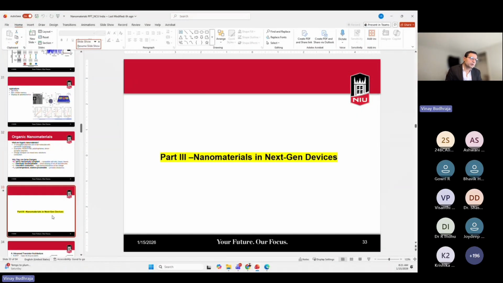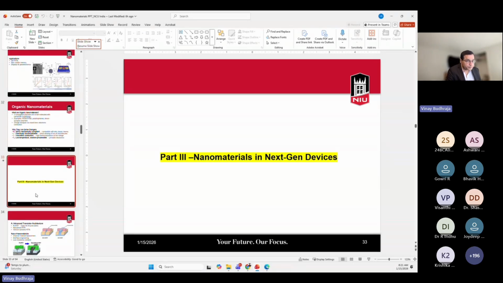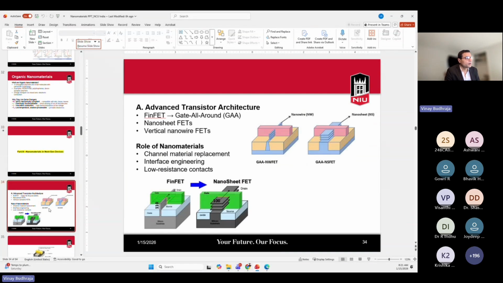Now I come to part three, which is nanomaterials in next generation devices. In the next generation, advanced transistor architectures are required. FinFET fabrication is still challenging at the university level, but at the industrial level FinFET is now getting obsolete. So in future requirements, we need gate all around, nanosheet FETs, and vertical nanowire FETs.